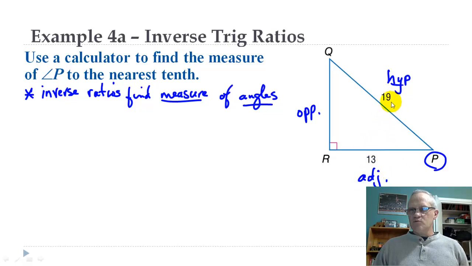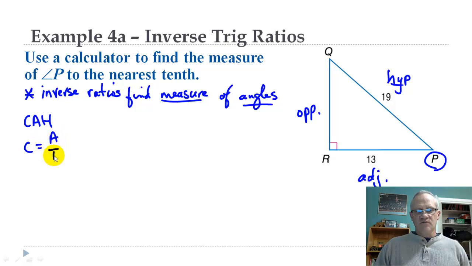Okay, so what trig function are we going to use that gives me adjacent and hypotenuse, the A and the H? Okay, think back, we got what? So, CAH. That means cosine is adjacent over hypotenuse. So we're going to say the cosine of P would equal adjacent 13 over 19.